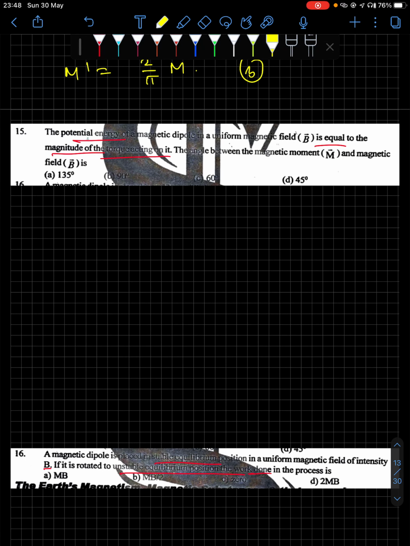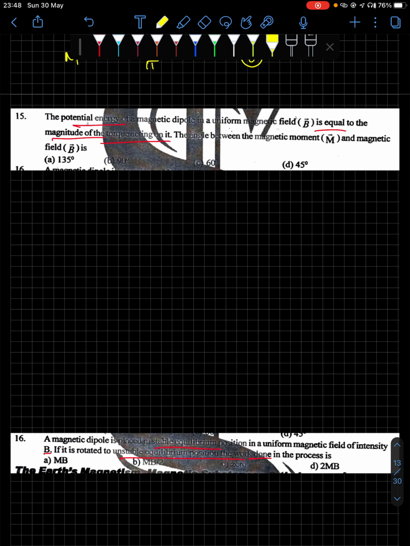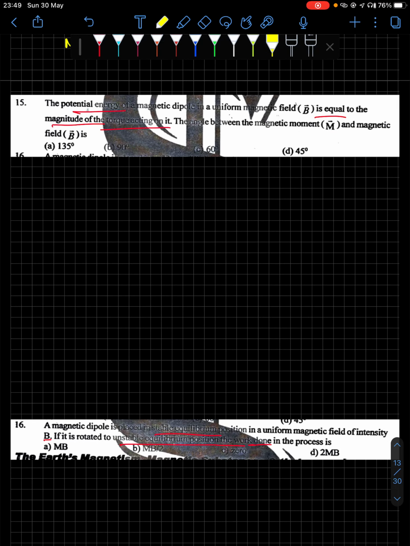Next, question number 15. The potential energy of a magnetic dipole in a uniform magnetic field B is equal to the magnitude of the torque acting on it. The angle between the magnetic moment and the magnetic field is what? Now potential energy is equal to magnitude of the torque. So potential energy relation is what? Minus mB cos theta. And since this is equal to magnitude of torque, this is equal to mB sin theta. Now here mB cancels, we can write tan theta is equal to minus 1.